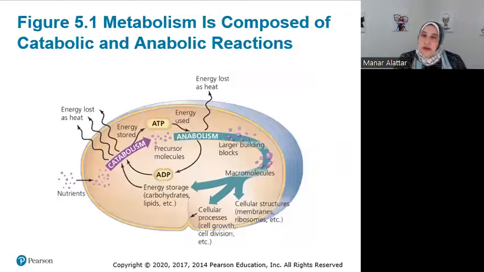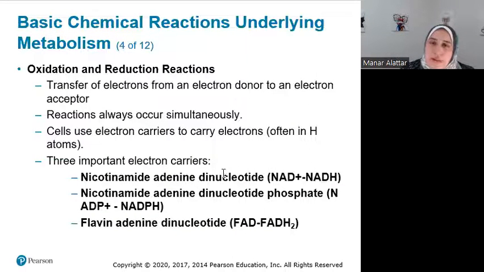Okay. And so within the cell, we're going to be doing both of these processes. We're going to be breaking down larger molecules and then building them back up into macromolecules through various processes. Now, a lot of the way that the transfer of energy is driven in the cell is based on what we call oxidation reduction reactions. And this is the transfer of electrons.